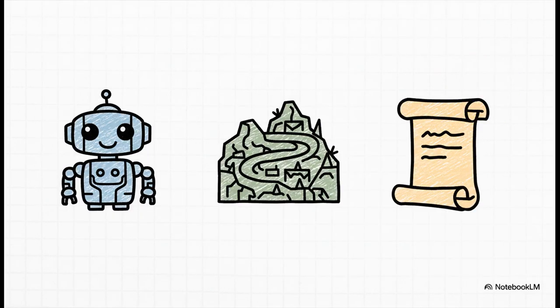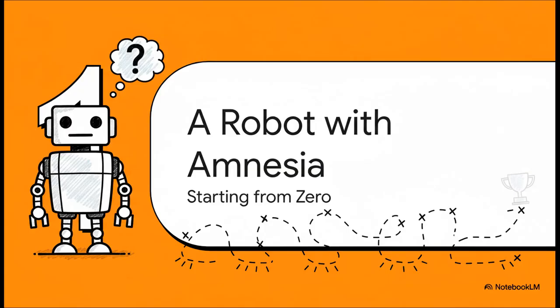To really get our heads around this, we're going to use a simple little analogy. We're going to follow this robot, our agent, as it explores its world. And along the way, it's going to build what we'll call its secret ultimate cheat sheet for success. Okay, first up, let's meet our hero. We're calling it a robot with amnesia.